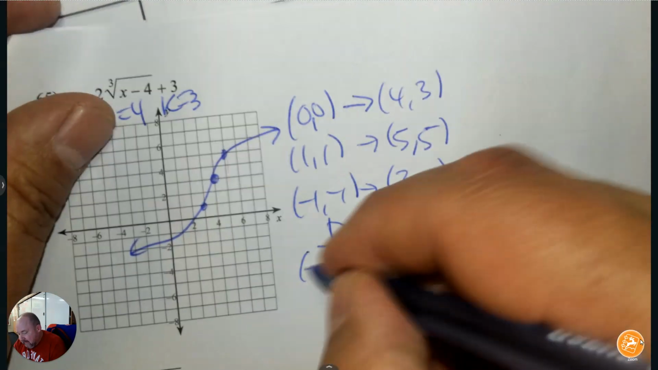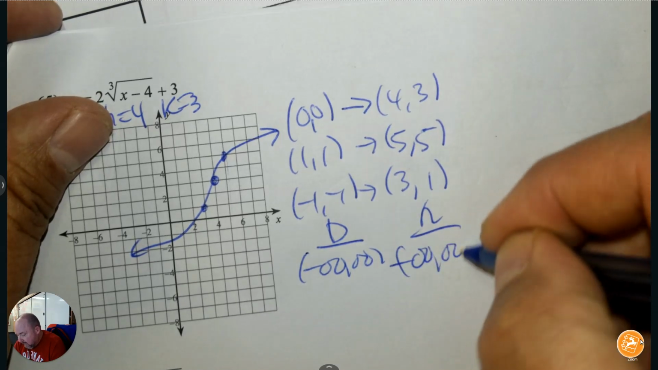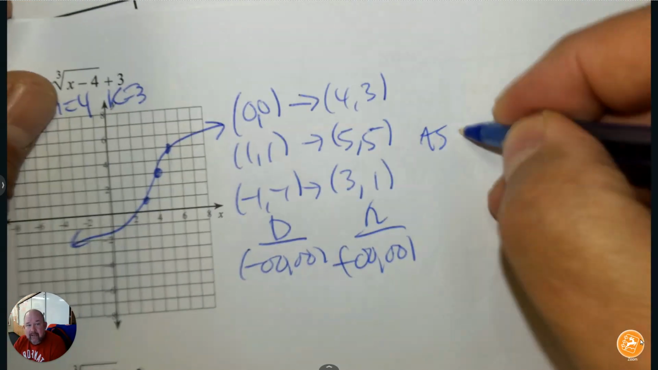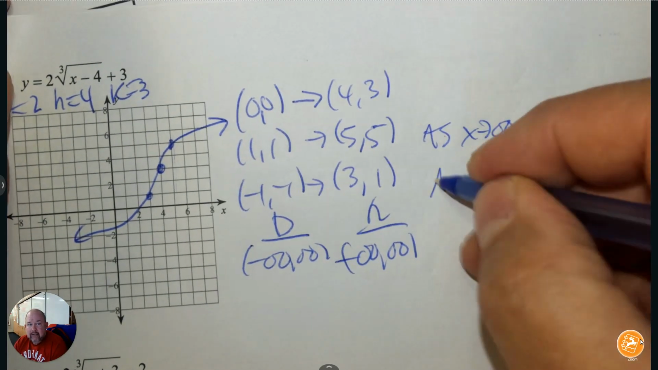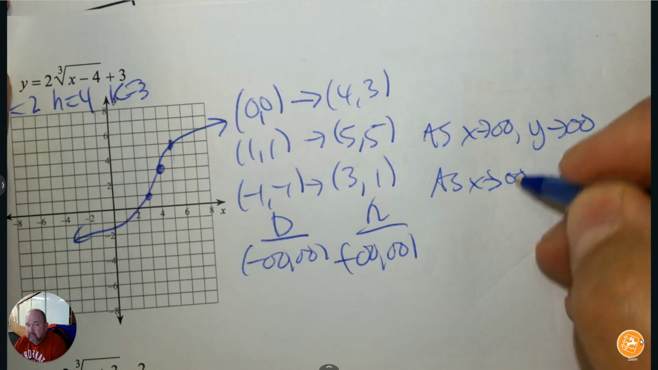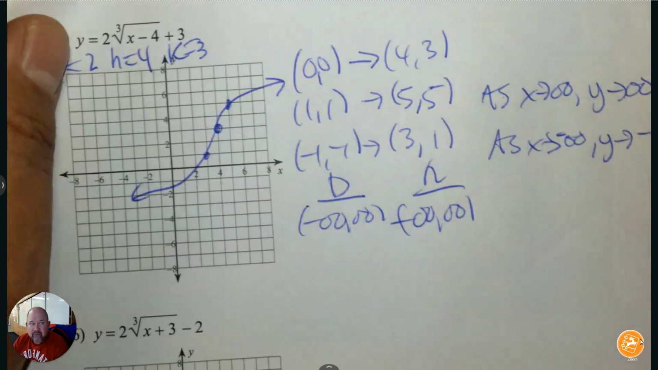The domain and the range are all real numbers. That doesn't change. And then the end behavior. So the right end goes up, and the left end goes down. All right, 2 left. You should press pause and try them.